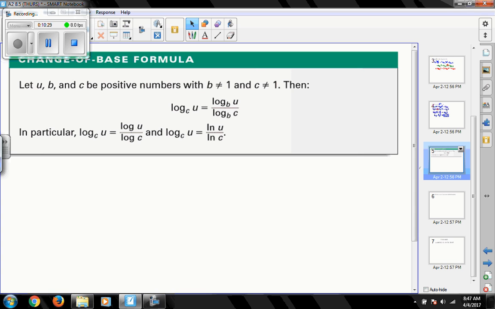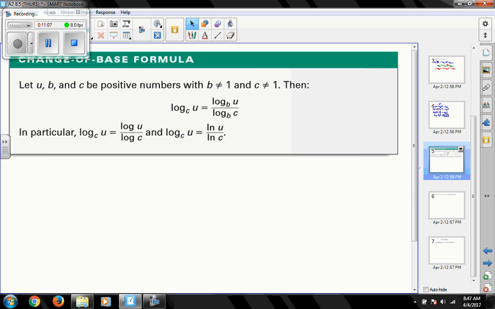The last thing we want to talk about today is the change of base formula. As I mentioned in the last slide, your calculator operates in base 10. Not everything is going to operate in base 10 for you. So we want to be able to still evaluate these with our calculators, even if we're using a different base that is not 10. So if we have log base c of u, what we can do is we can take log of whatever base we want of u divided by the same log of the same base of c.